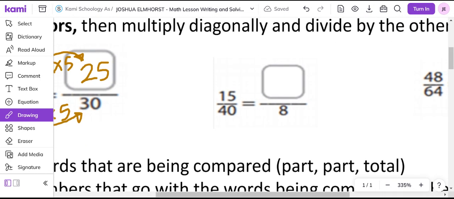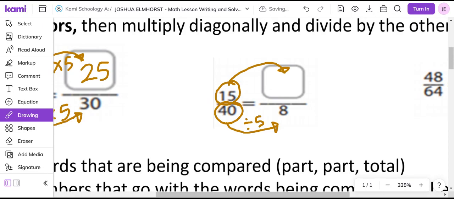So again, we can look at the given relationship here, and 40 divided by 5 is 8. And we go to the top side, we go up and we use the same factor, and we're going to be able to solve for the missing part. So 15 divided by 5 is 3.